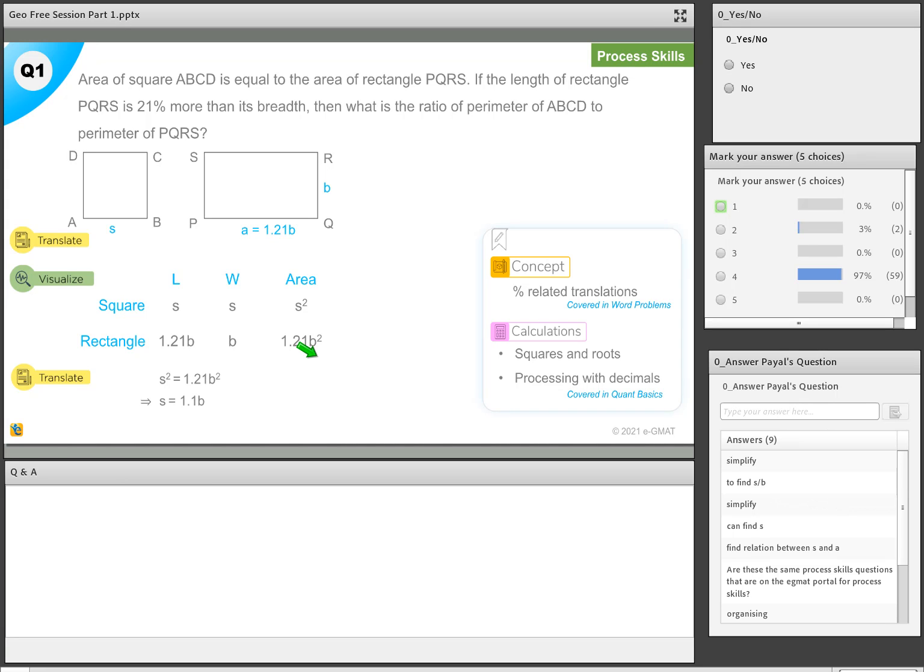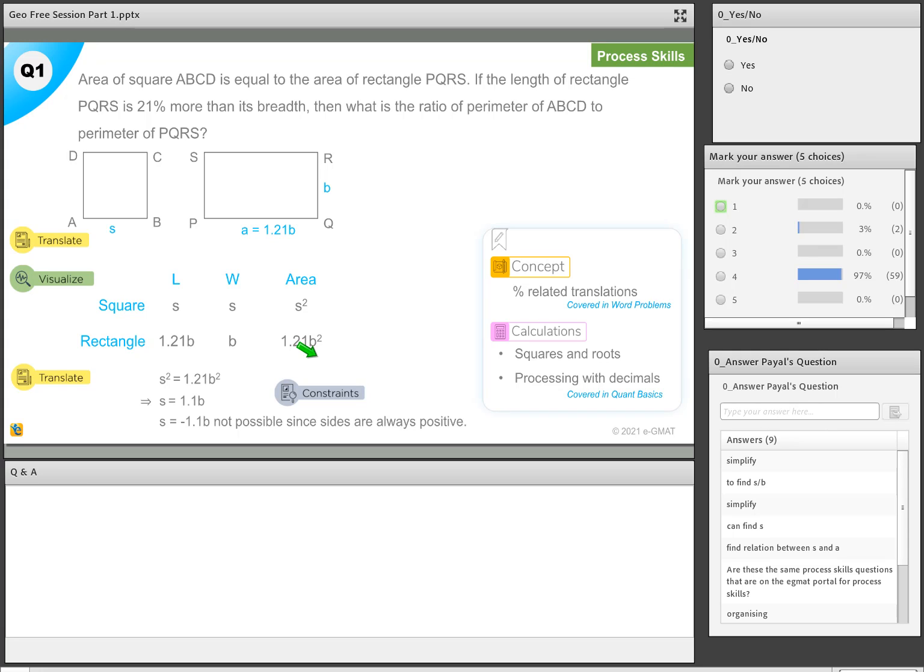Good. All right. So for those of you who were not able to, a handful of you, you need to build your ability in calculating squares and roots and how to process with decimals. And those concepts have been covered in detail in special modules in our Quant Basics course. Okay. Now, how many of you were wondering whether S is equal to negative 1.1 B is also a possibility? Well, you were not, and that's good.